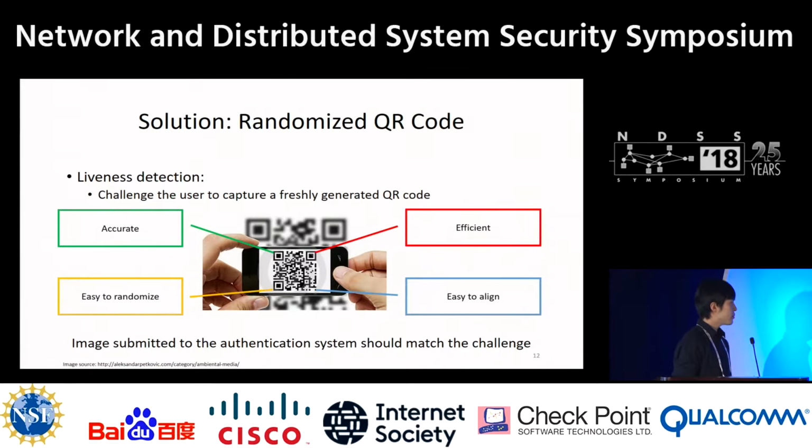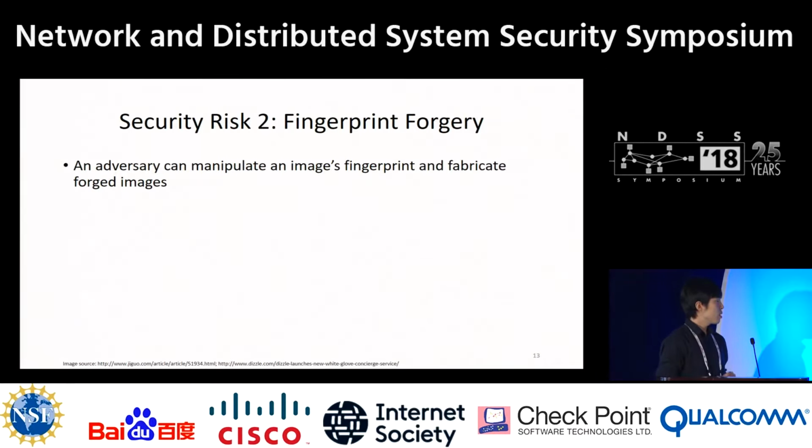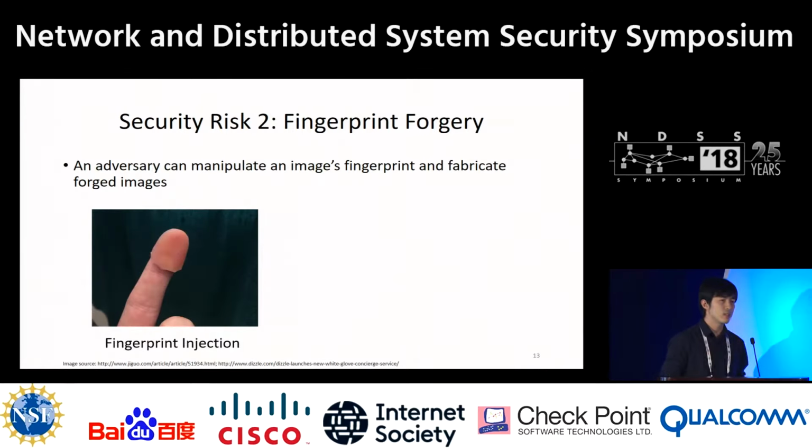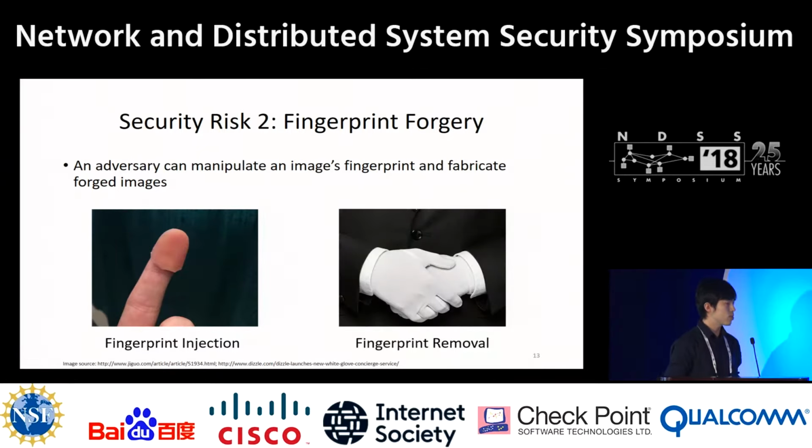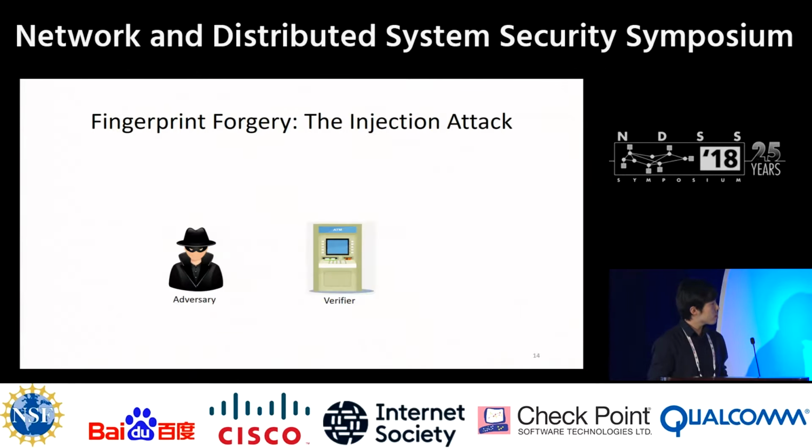So in this way, pre-existing images cannot be used to pass the authentication. However, the camera fingerprint is still not secure enough for authentication, because an adversary can actually inject a user's fingerprint into any image, and he can even remove the fingerprint of his own camera to make the quality of the forged image better. So the adversary could launch an attack like this.